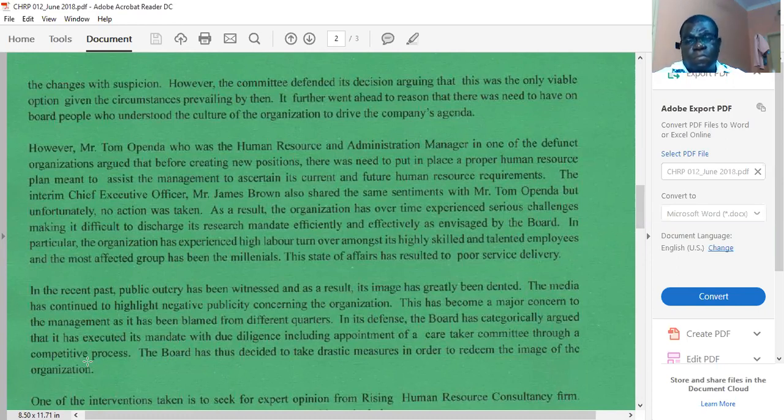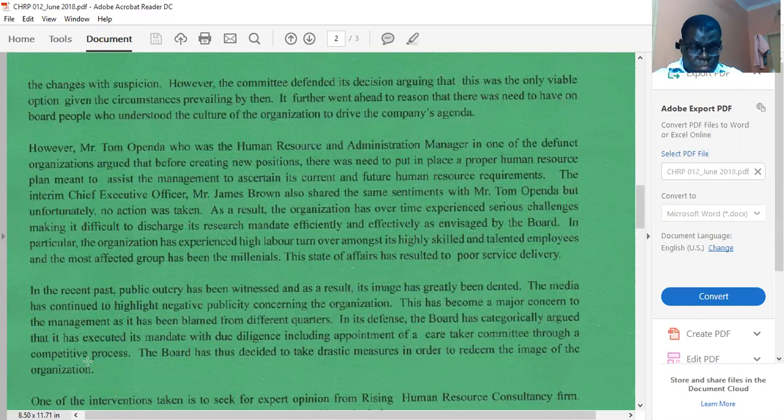However, Mr. Tom Openda, who was a human resource and administration manager in one of the defunct organizations, argued that before creating new positions, there was need to put in place a proper human resource plan meant to assist the management to ascertain its current and future human resource requirements. The interim chief executive officer, Mr. James Brown, also shared the same sentiments with Mr. Tom Openda, but unfortunately, no action was taken. As a result, the organization has over time experienced serious challenges, making it difficult to discharge its research mandate efficiently and effectively as envisaged by the board.